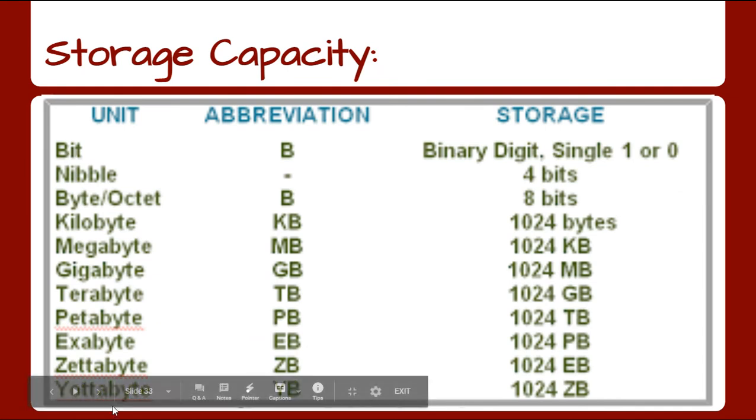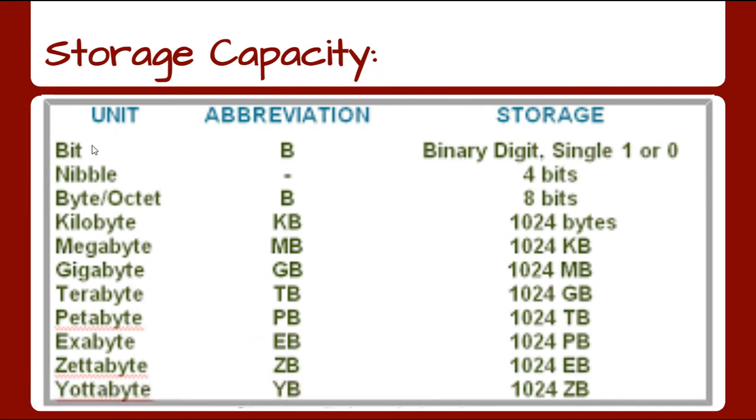Okay, these are our units of storage. A bit is a single 1 or 0. That's your binary digit. A nibble is 4 bits. A byte is 8 bits. A kilobyte is 1024 bytes. A megabyte is 1024 kilobytes. A gigabyte is 1024 megabytes. A terabyte is 1024 gigabytes.